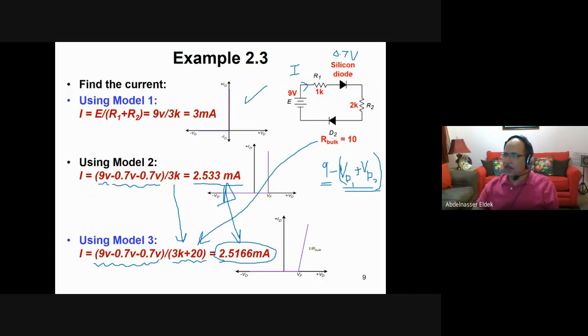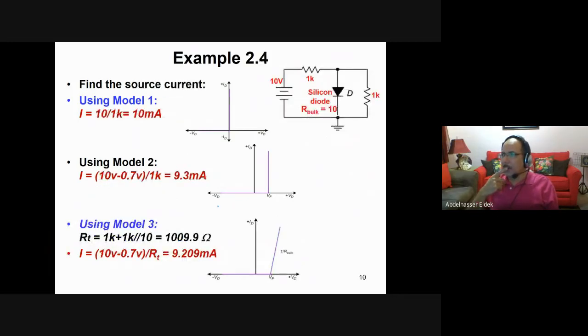Let us see another example. Assume that we have a circuit like this. Now we have a current here. The current is moving like this. Okay, and this diode is forward bias. It's forward bias because the positive is connected to the positive. Okay, so in this case, we have a voltage across this diode.